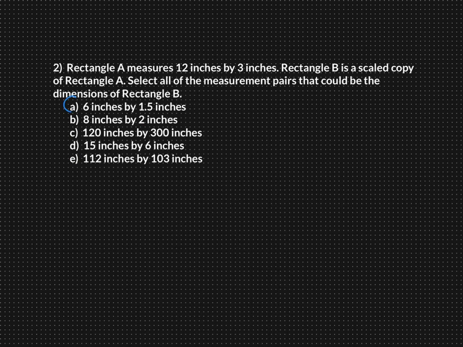So at the end, we've just got A and B that are scaled copies. The rest of them are not.